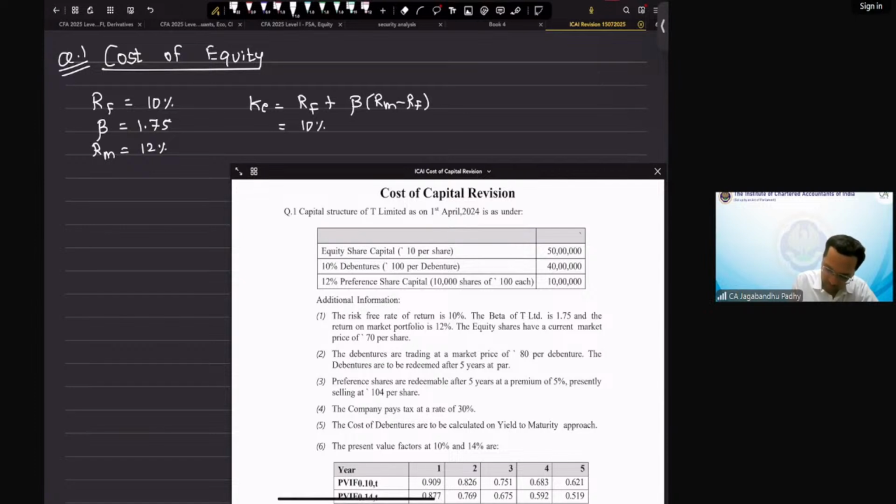So RF is 10% plus beta is 1.75. RM is 12%. RF is 10%. So what's the cost of equity? 12 minus 10 is 2 into 1.75 plus 10, that's 13.5%. We have cost of equity as 13.5%. Then let's try to solve first cost of preference shares.